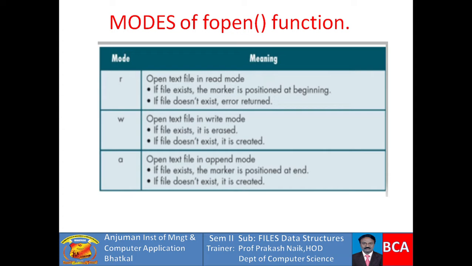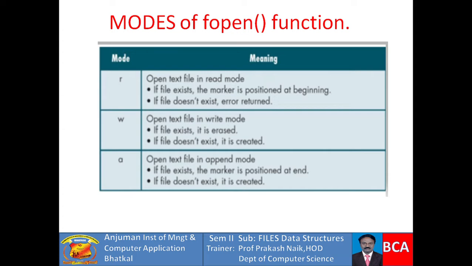Coming to the second mode W, write. If this write mode is used, if the file is existing, the previous contents are totally cleaned or erased, and a new file will be created. And if the file is not existing, a new file is created.